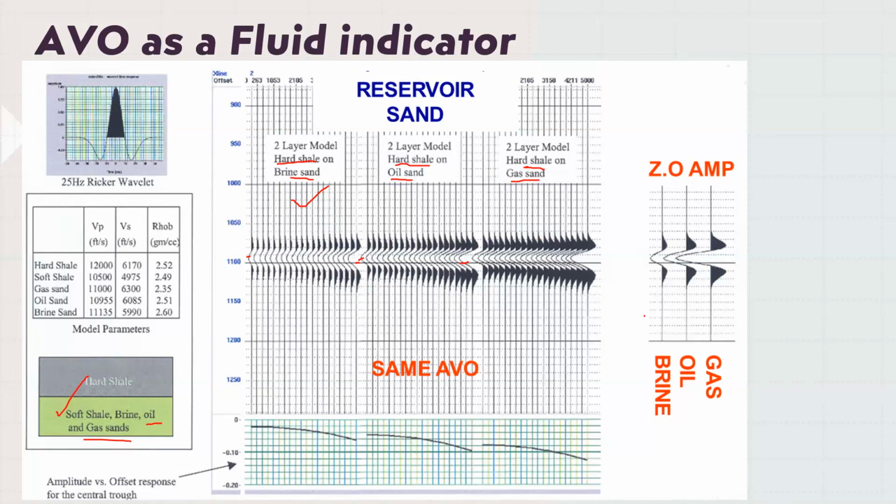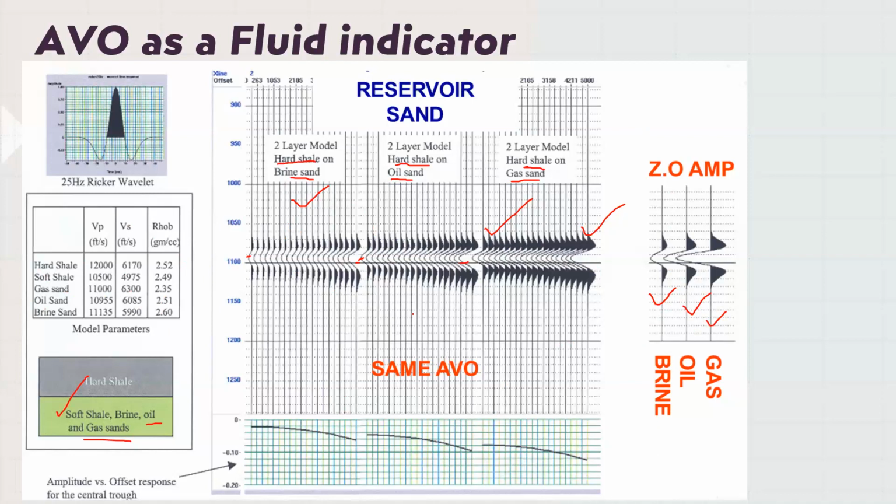So what is the summary of this one? Let's look at this third one. If we have this gas sand, then you can see the AVO rising a lot. In the summary over here, the brine sand looks like this one, the oil sand has this signature, and the gas sand has the higher amplitude variation with offset. You got it?